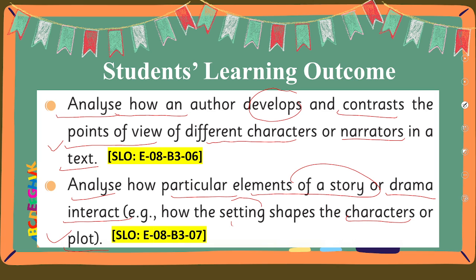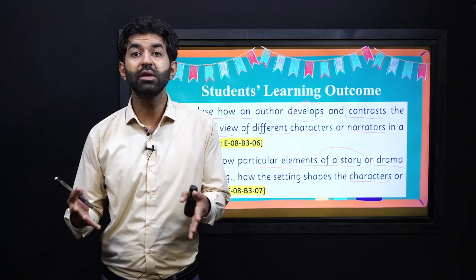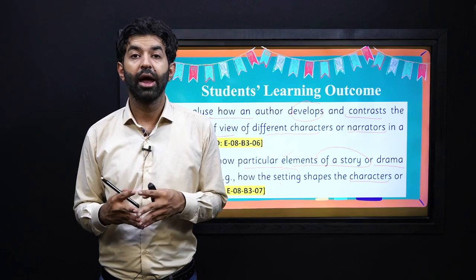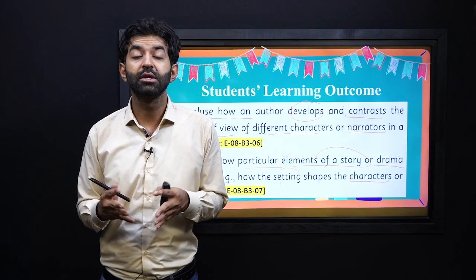Here we will see that we know there are different narrators of a story and different points of view. Now, how does the author develop and manage to engage these different points of view in a story? And next, we will see how these elements which make up a story interact with one another, how they are important and how one influences the other.